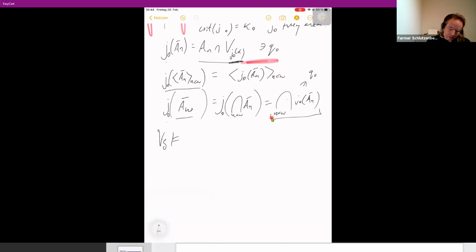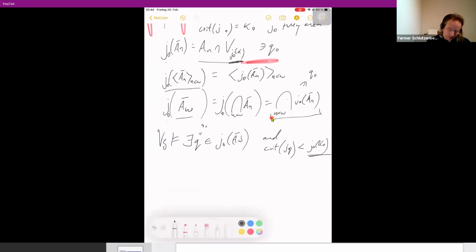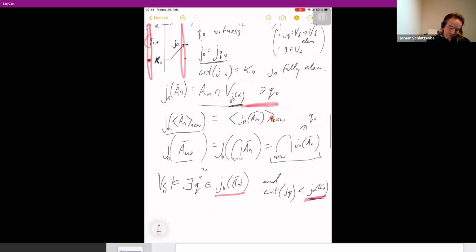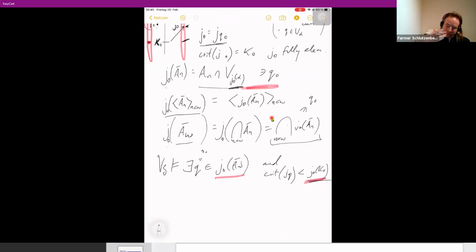So V delta models that there exists this Q, which is going to be Q0, the witness, such that this is in J0 A bar omega, and the critical point of JQ is less than J0 of kappa 0. These two things are parameters here, right? This one and this one. Okay, so V delta sees that there is this Q0 in the set with a critical point less than J0 kappa 0.